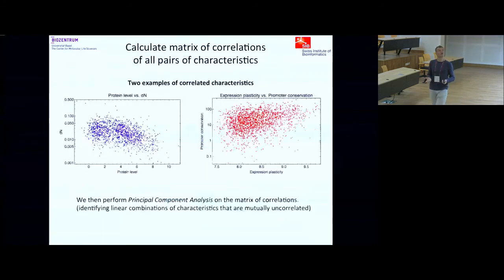Okay, so principal component analysis. These are just two examples of the weak correlations you find between lots of things. This is mean expression level against substitution rate. And here, for example, is a correlation between expression plasticity, how much the gene changes expression across conditions, and promoter conservation. How fast is the promoter turning over in evolution?